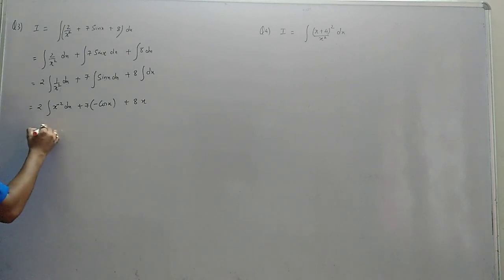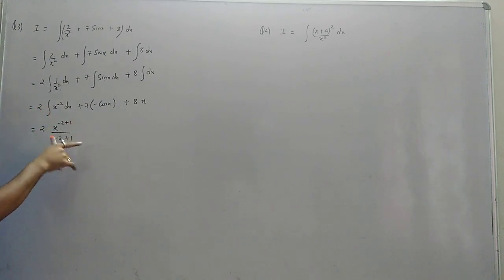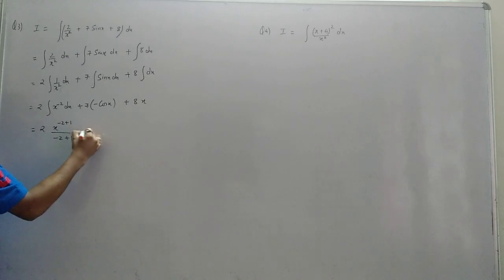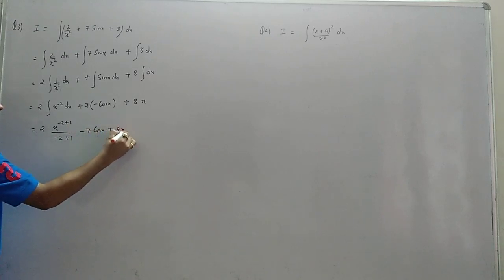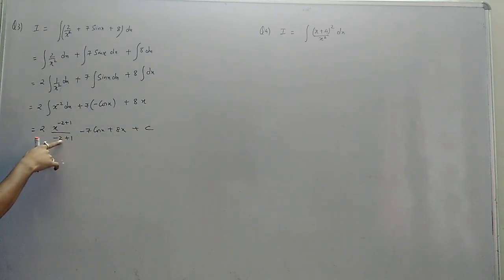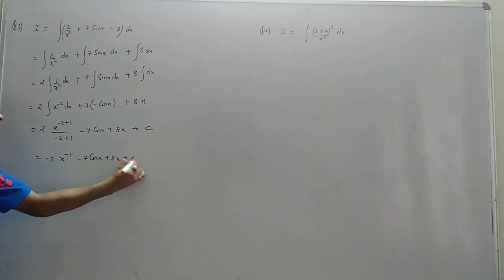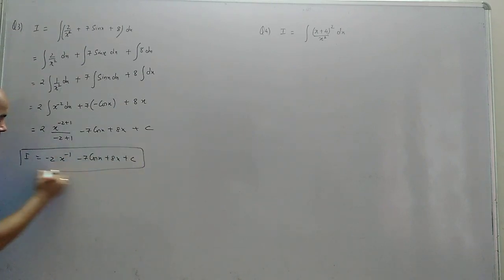Now 2. Now it is in formula, x to the power n dx. Integration of x to the power n. N is minus 2. So what is the formula? X to the power n plus 1, minus 2 plus 1, by minus 2 plus 1. Okay, integration gone, dx gone. We applied the formula. So 7 into minus, the minus 7 cos x plus 8x. Now all the integration is over. Now you can write plus c. Now you can solve minus 2 plus 1, because it is minus 1, go up. Minus 2 x to the power minus 1. Minus 7 cos x plus 8x plus c. This is your final I.